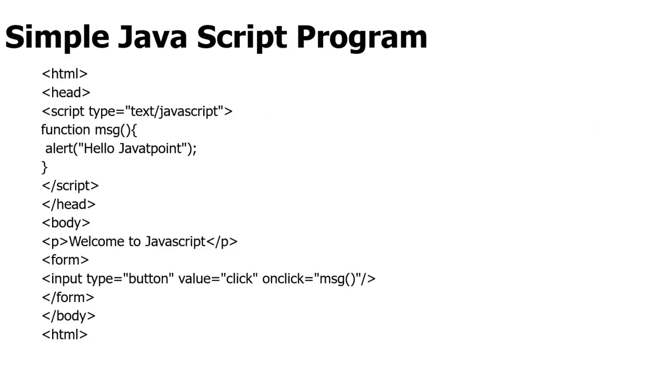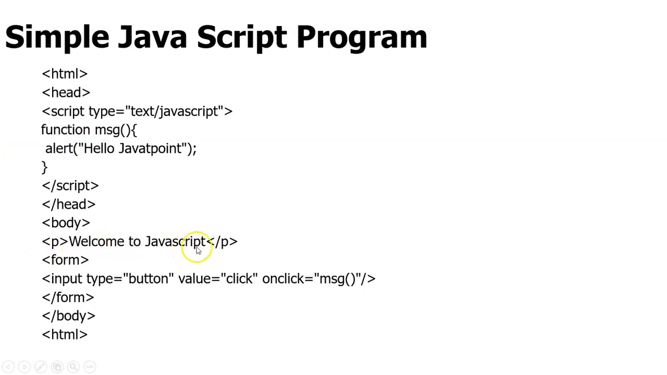Here is a simple JavaScript program. We have your HTML part, your head part, and the script type equals text. This type is not mandatory; it's just for understanding purposes. It is a JavaScript program. Opening the script tag, I'm writing a function. Function is a keyword and the function name is message. I'm opening it, and I have an alert: alert is hello. Whenever this function is called, we'll check inside the body.